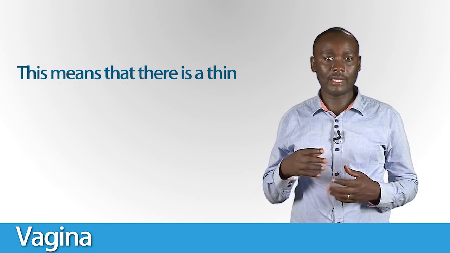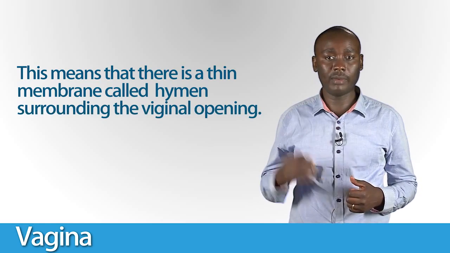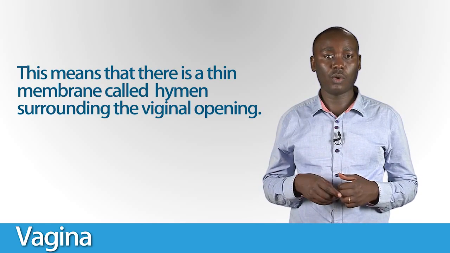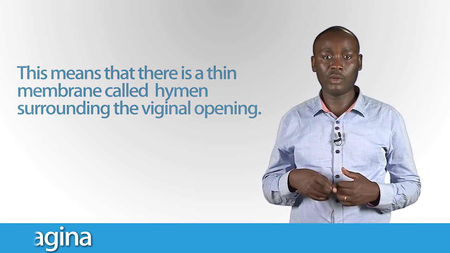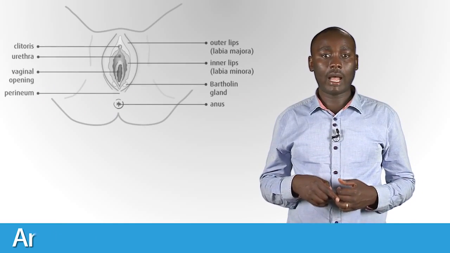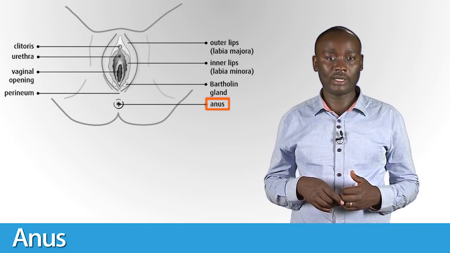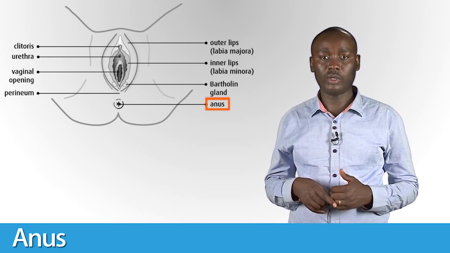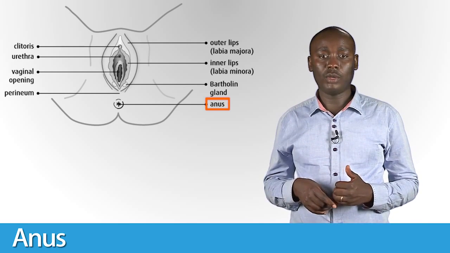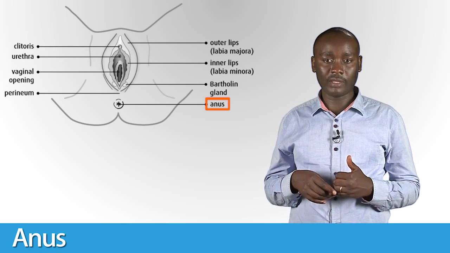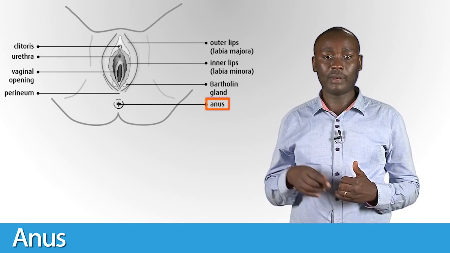You may hear that a girl is a virgin. This means that there is a thin membrane called the hymen surrounding the vaginal opening. It may not be noticeable. Anus. This is the opening at the end of the digestive tract where feces or stool leaves the body. Note that it is not part of the reproductive system, but part of the digestive system.